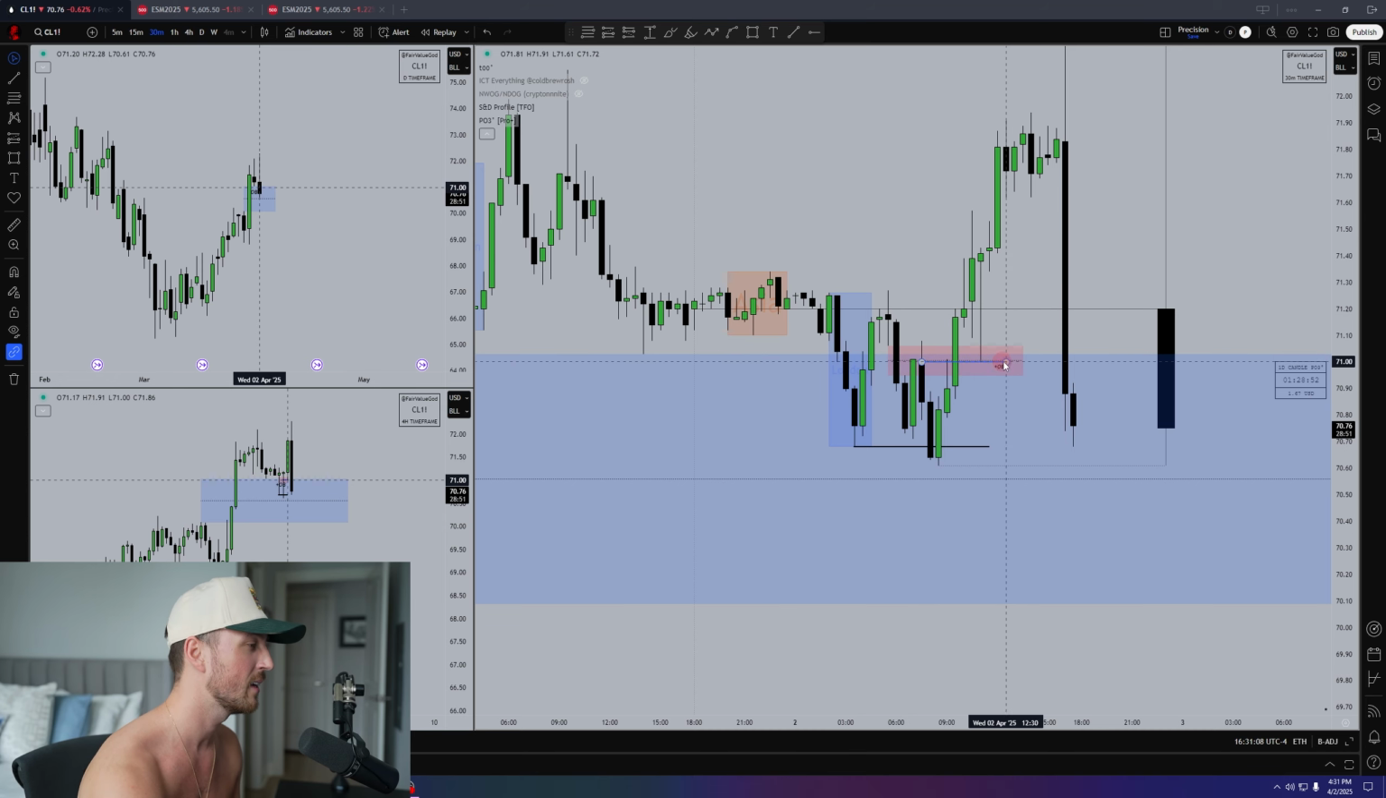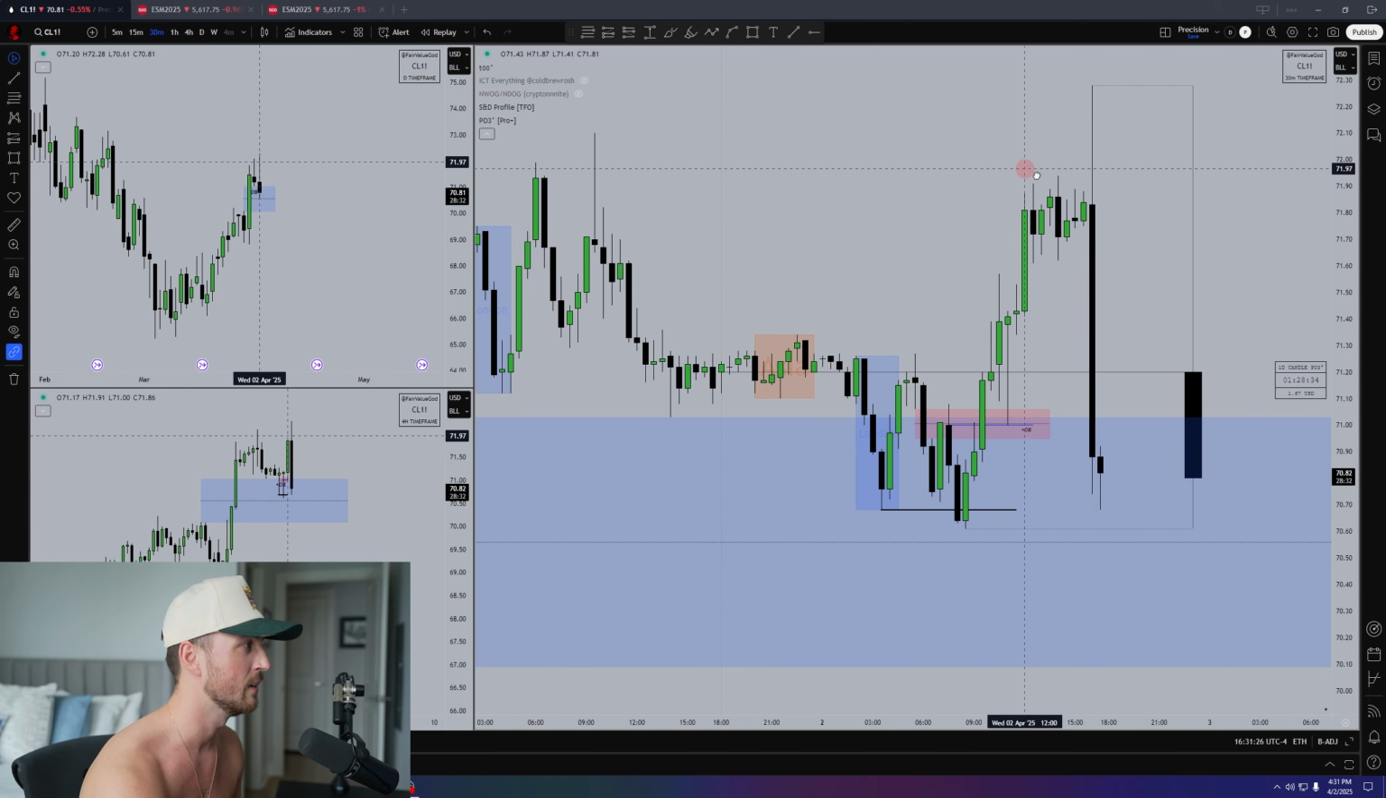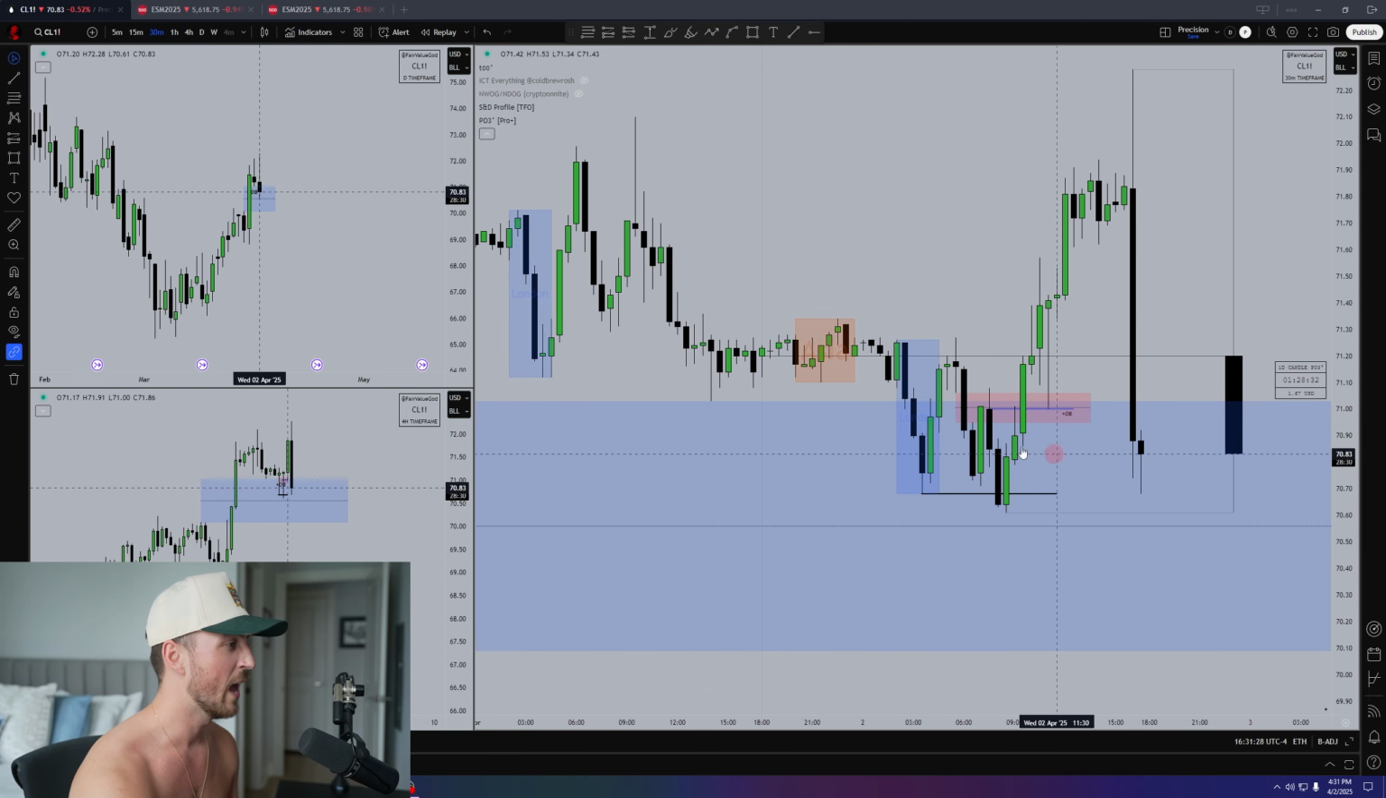What I like about this gap is that it was respected before, and then we came up and disrespected it, closed above, and then you can see here that's used as support, and we hit the opening price of this candle at 71 exactly, and the low of this candle is 71. So it hits the opening price exactly to the tick, and then it runs higher. And so that was the setup.